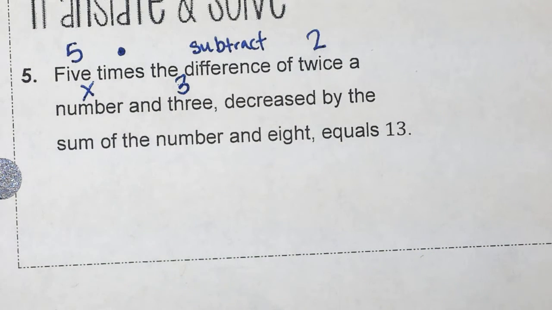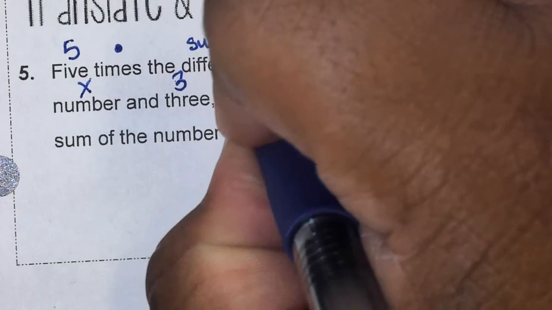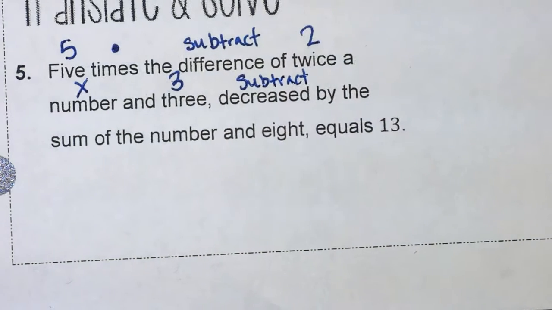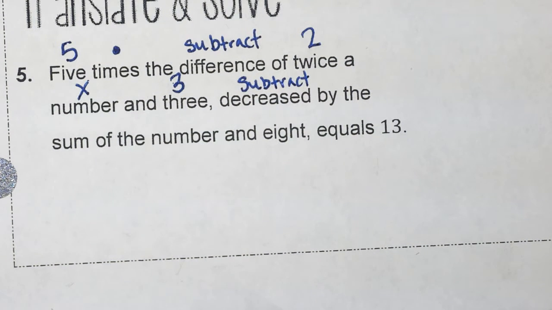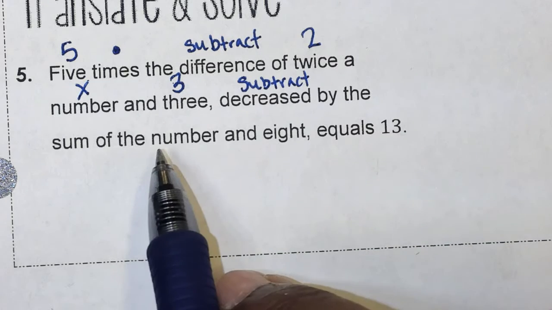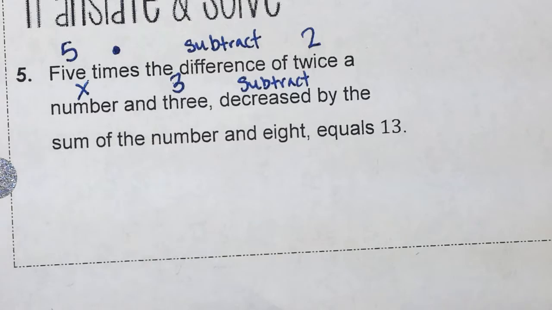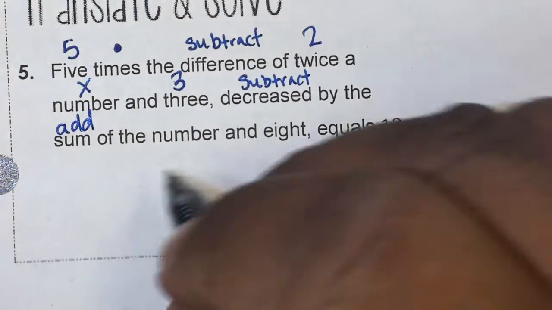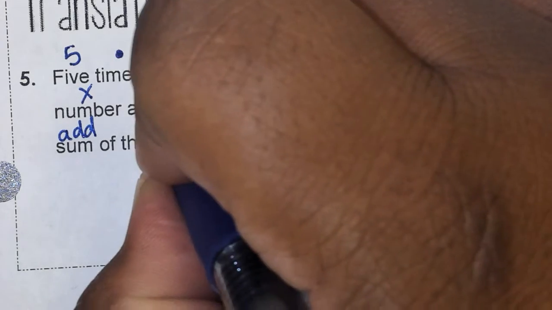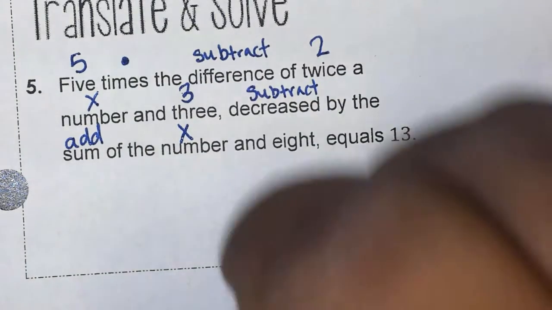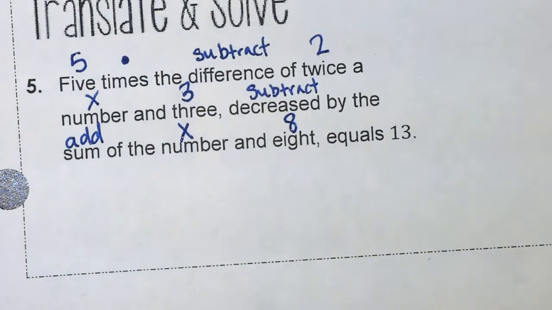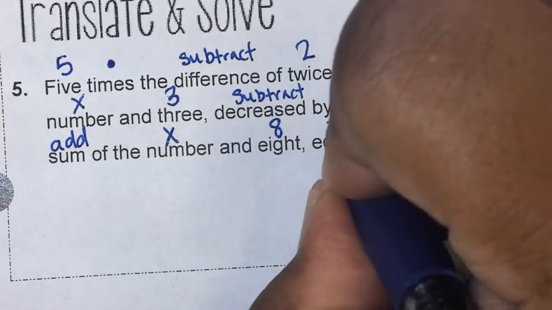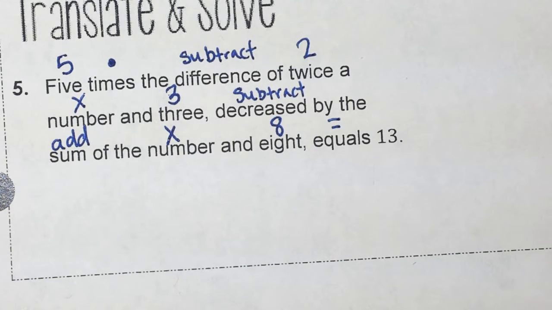Then it says decrease. What does decrease mean? Subtracting. By the sum of. I'm sorry. By the sum of. Hold on here. No, the sum. What's sum mean? To add of a number again. So that's our variable x and 8. Equals 13. And we don't need to write 13.